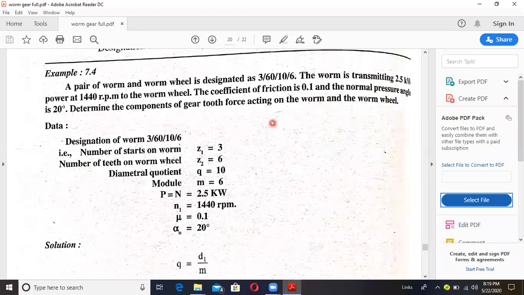So now we are going to calculate the forces acting on the worm and the worm wheel. We know there are 3 forces: the tangential force, the radial force and the axial force. So these are the given data. Now we are going to calculate the forces both on the worm and the worm wheel.